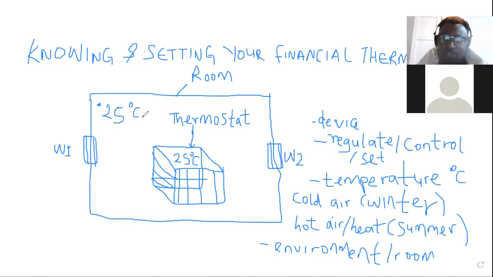Now this is the second case study, I mean. The third case study is a situation whereby the windows are closed back.